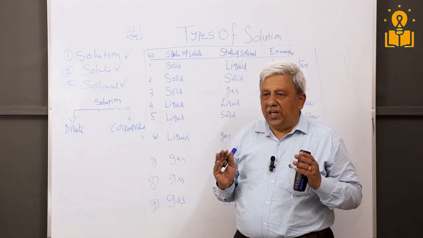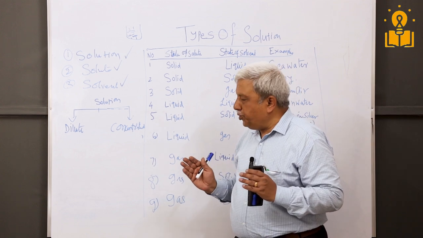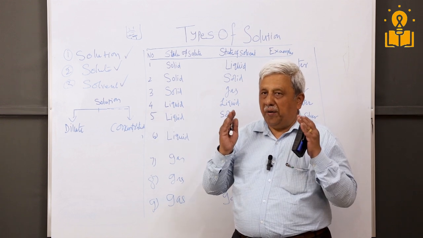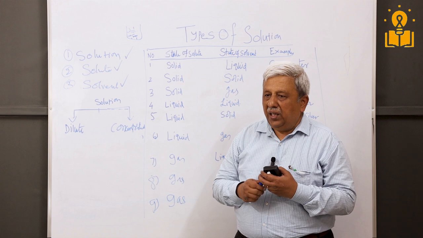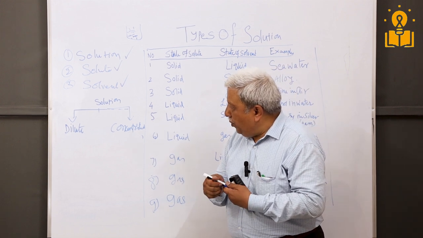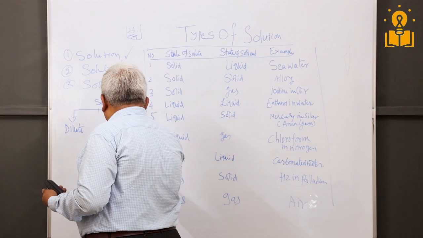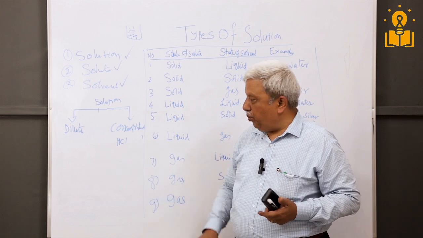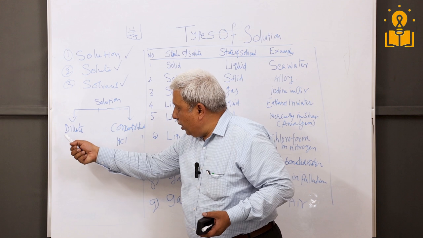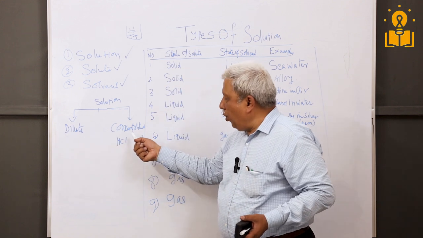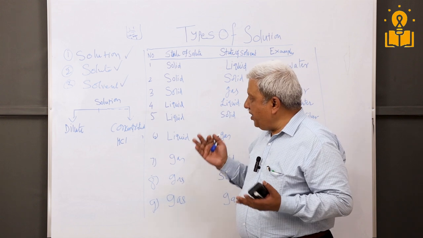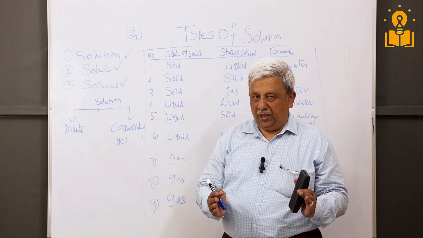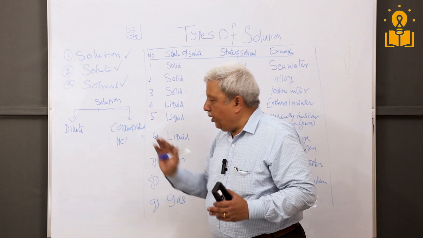Next, concentrated solution. A concentrated solution is a solution in which the amount of solute is in excess or in a large quantity. For example, in concentrated hydrochloric acid, the amount of H plus ions is large. So that's why we have two types of solution, dilute solution and concentrated solution. A concentrated solution is one in which the concentration of the solute is large, and this is a dilute solution.